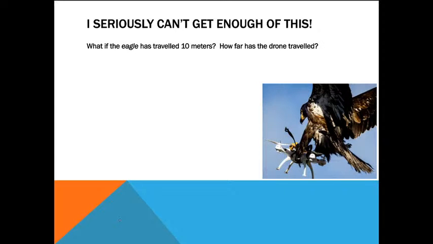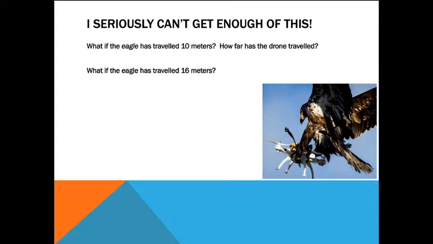So I've got another question for you. What if the eagle has traveled 10 meters? How far has the drone traveled? Because remember, when the drone went 10, the eagle had gone 3. So if I say that the eagle's gone 10, how far has the drone traveled? Right, the drone's gone 7 more meters than the eagle, so that means that the drone has actually gone 17.